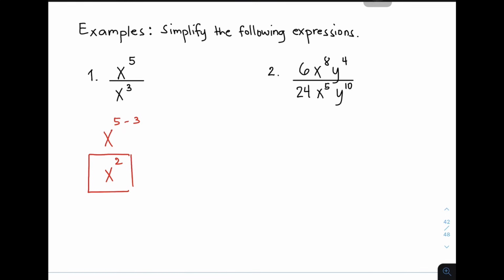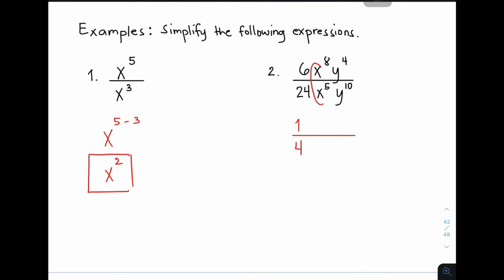We have here 6 x raised to 8 y raised to the 4th power over 24 x raised to 5 y raised to 10. Before we apply the quotient rule, we need to simplify this fraction, 6 over 24. And the simplified form of that is 1 over 4. Then next, we will be using the quotient rule to the variables.